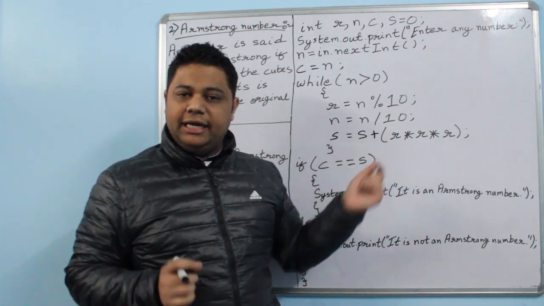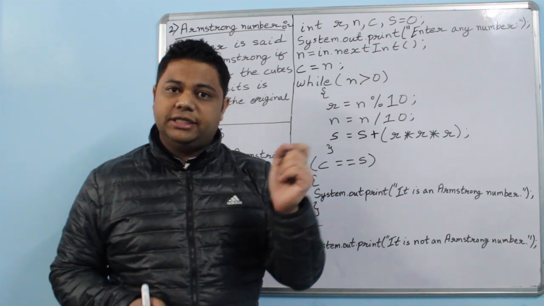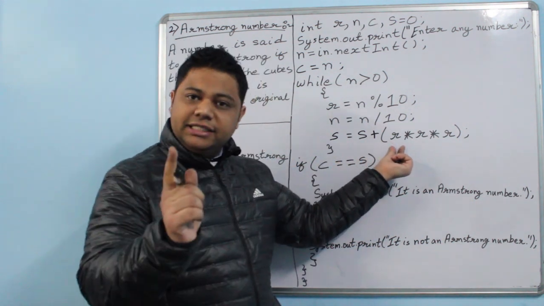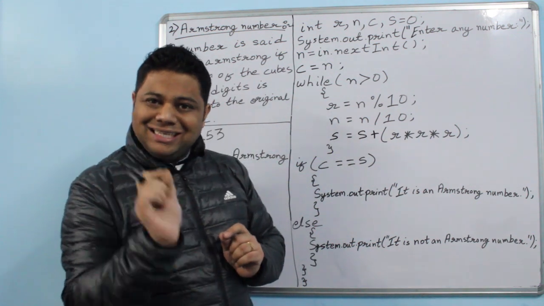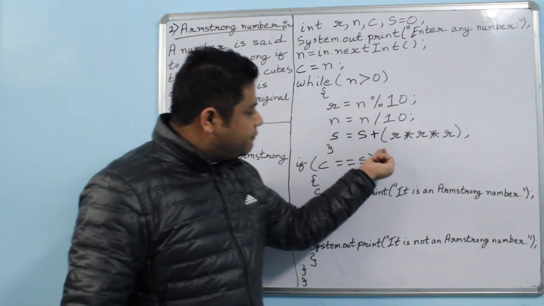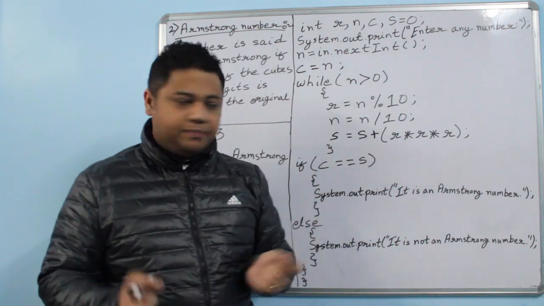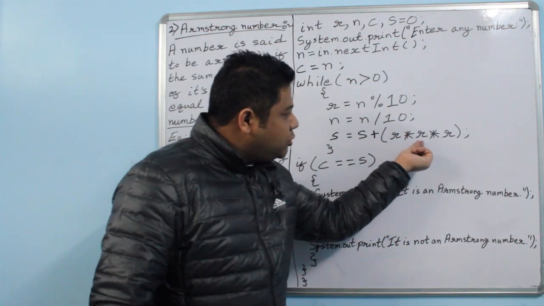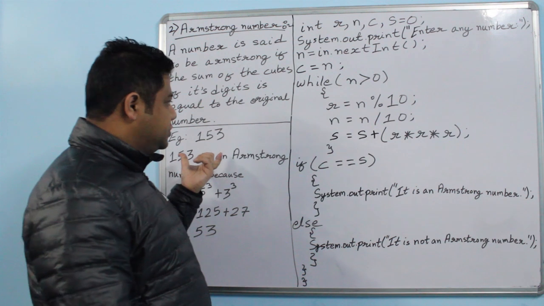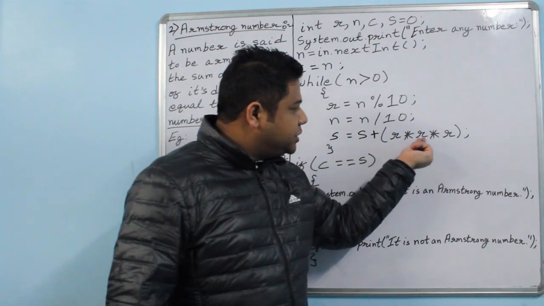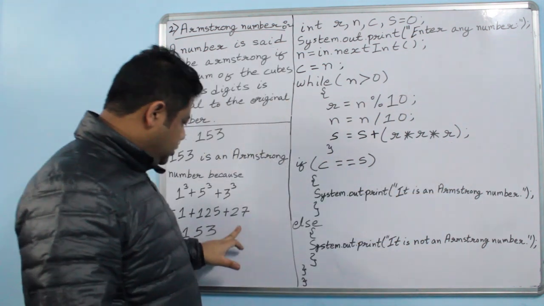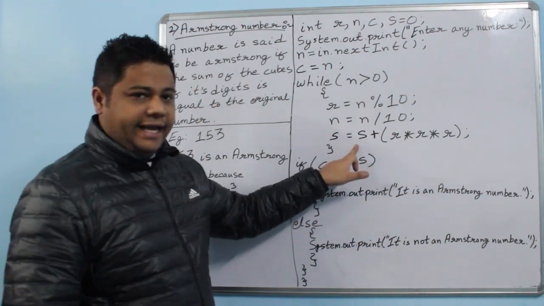So what does the program say? We have to find the cube of the digit. So cube means what we are doing, the digit is stored inside R. We know that. Always the digit one by one is stored inside the variable R. So I have put a bracket so that you don't get confused. So what we are doing is R into R into R. Suppose the number is 153. So the first number that comes will be 3. So it will be 3 into 3 into 3, which is 27. That will be added with S.